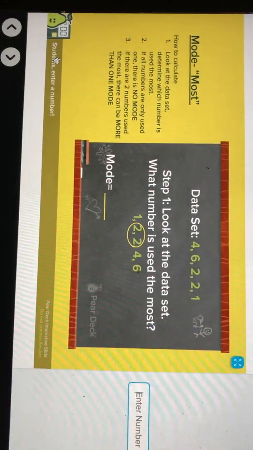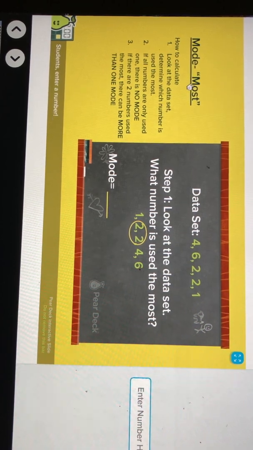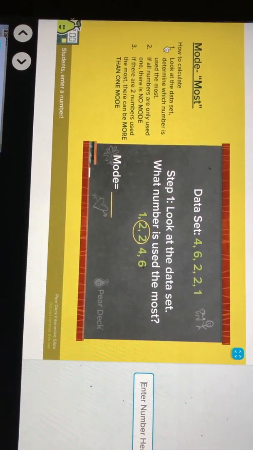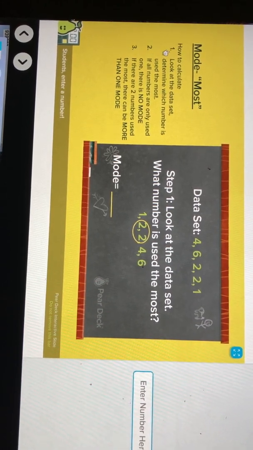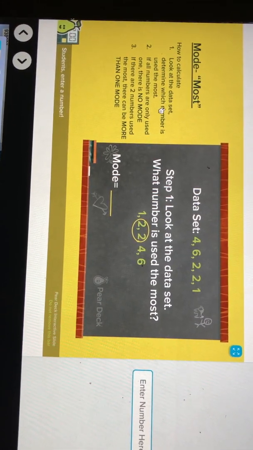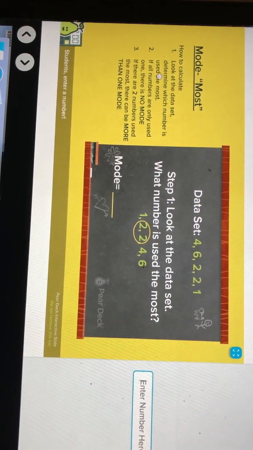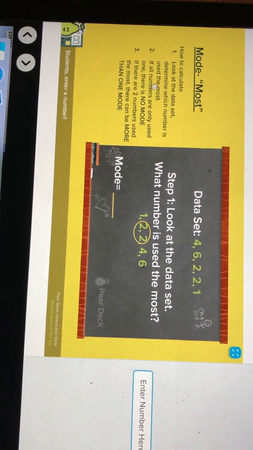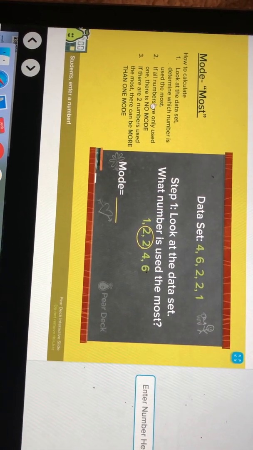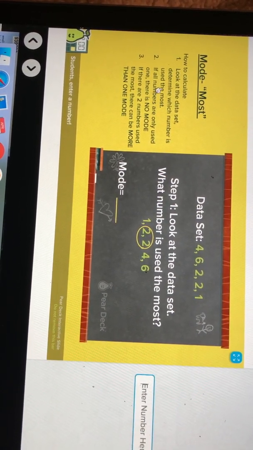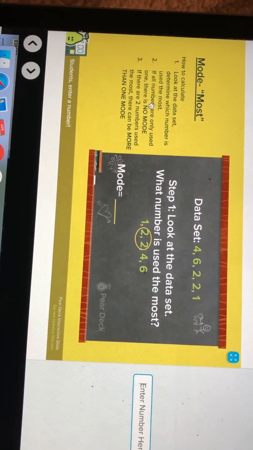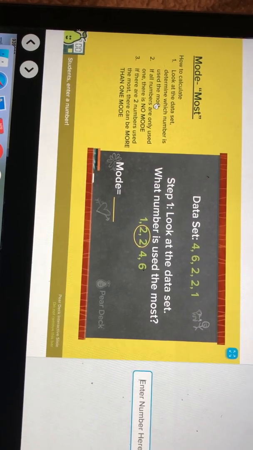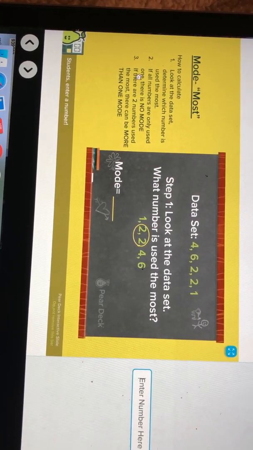When we think of mode, we think of the word most. How do we calculate mode? There are 3 steps. Step number 1, look at the data set and determine which number is used the most. When we say most, we don't think of the highest number, the biggest number. It's what number is used more than one time and more than any other number.